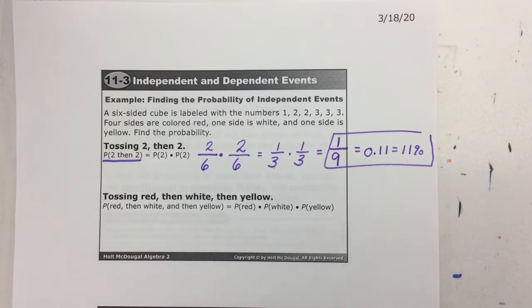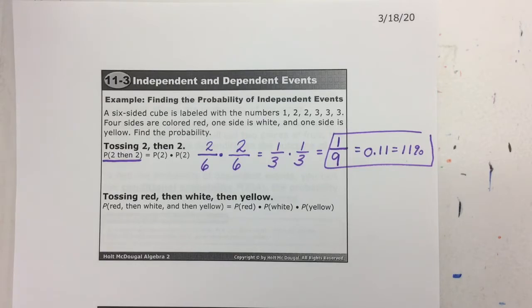So here is another one. Same cube. It says tossing red, then white, then yellow. So you're doing the same thing. You pick it up. What's the chance of getting a red? Then you pick up the cube again. What's the chance of rolling where you have the white side facing?